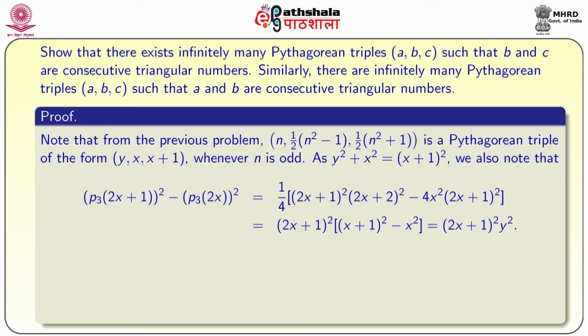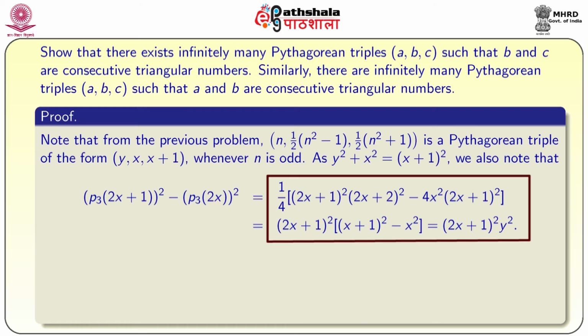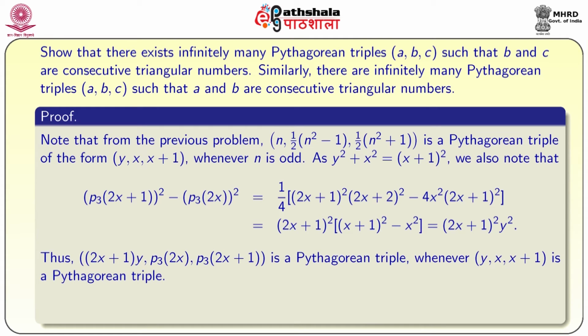So, P3(2x+1) is equal to (1/2)(2x+1)(2x+2). If we are squaring it, we get (1/4)(2x+1)²(2x+2)², minus P3(2x)², that is 4x²(2x+1)². So, this turns out to be (2x+1)² y². Thus (2x+1)y, P3(2x) and P3(2x+1) is a Pythagoras triple whenever (y, x+1) is a Pythagoras triple.